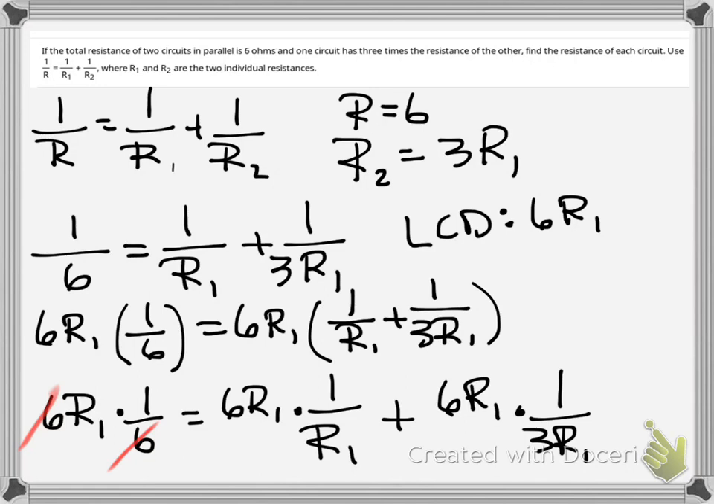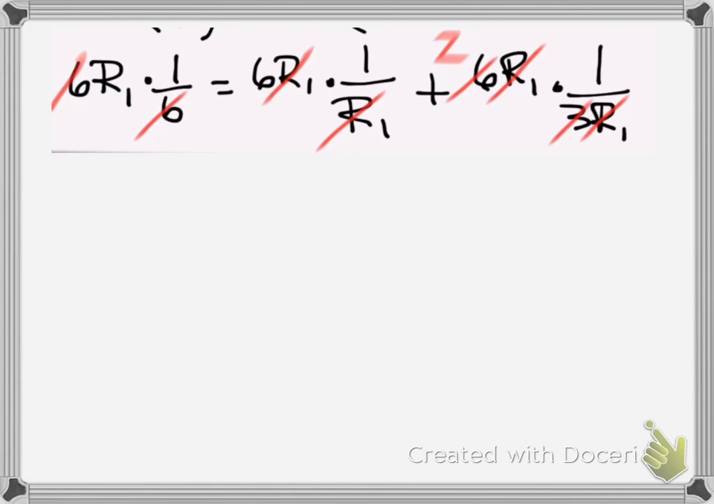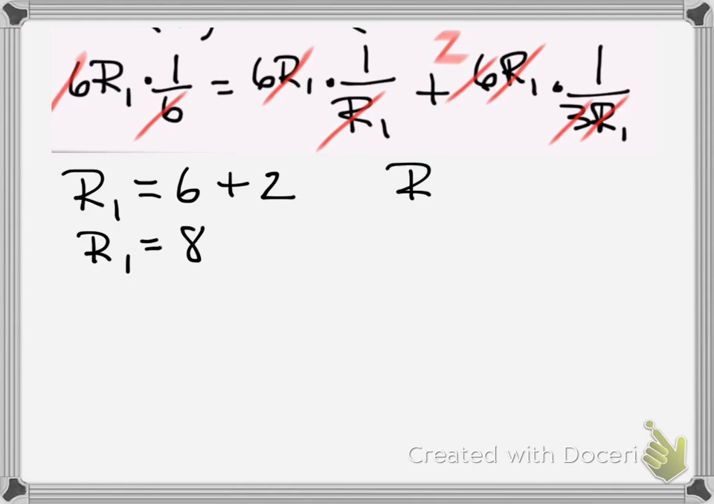So the 6's will simplify. R sub 1 will simplify with R sub 1. 3 goes into 3 once. 3 goes into 6 twice. R sub 1's simplify. And now, what are we left with? Well, we're left with R sub 1 on the left side of the equal sign is equal to 6 plus 2. Or R sub 1 is equal to 8.